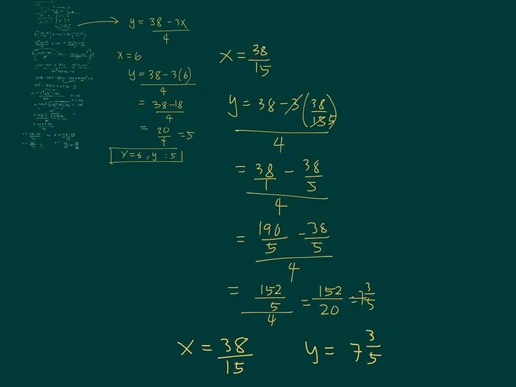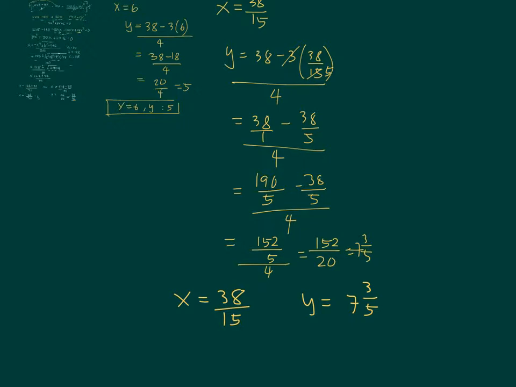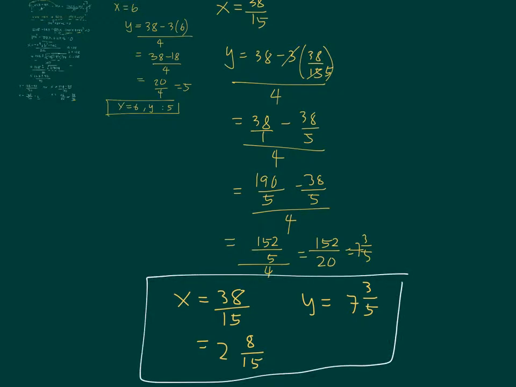Now let's simplify 38 over 15. That would be 2 and 8/15. So the other x is 2 and 8/15. So we found the two solutions to the simultaneous equations.